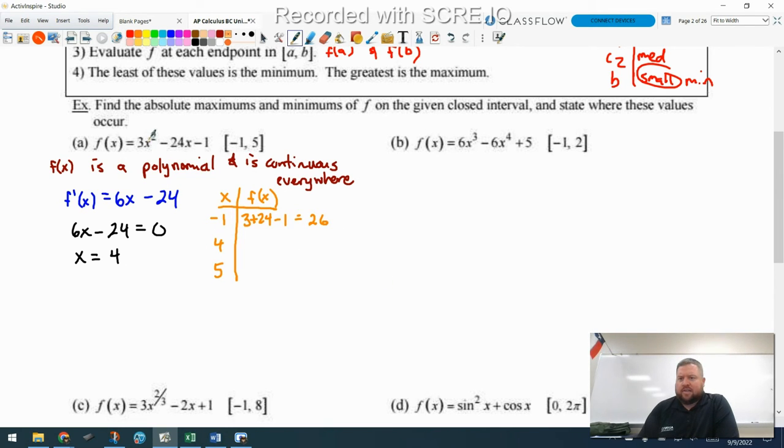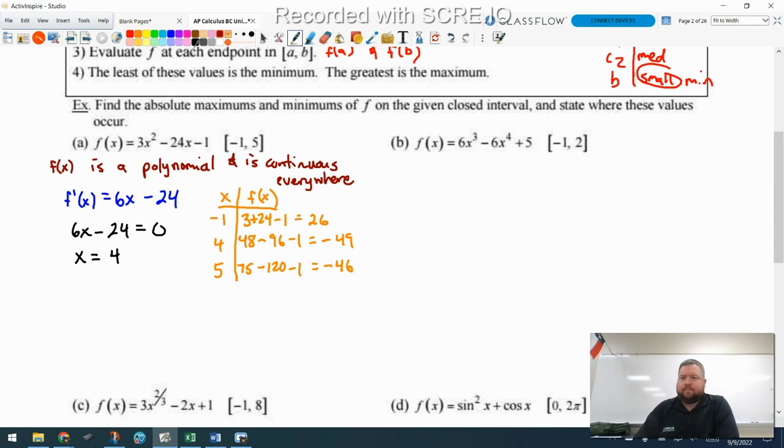All right, 4 squared is 16, times 3 is 48. Minus 4 times 24 is 96, minus 1. So 48 minus 96 is -48, and then minus 1 is -49. Plug in 5. 5 squared is 25, times 3 is 75. 5 times 24 is 120, so minus 120, and then minus 1. 75 minus 120 is -45, minus 1 is -46. All right, and so we are going to identify our absolute maximum.